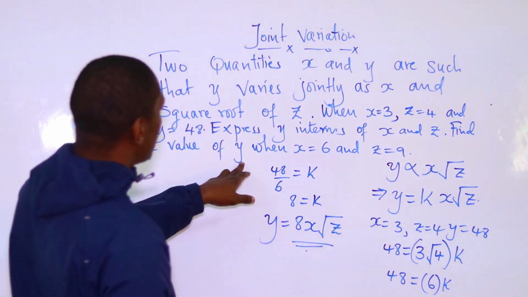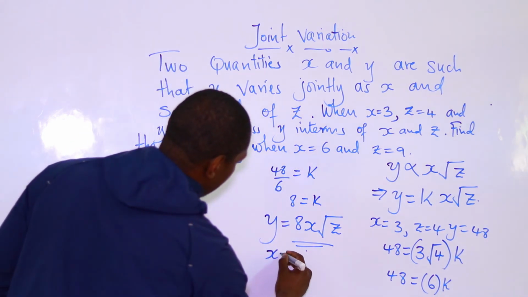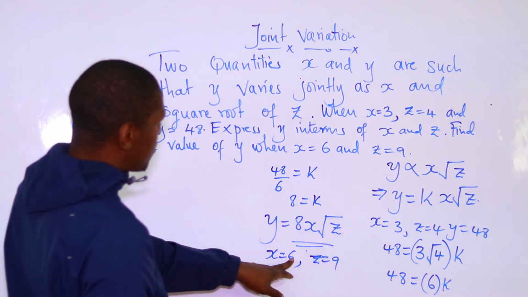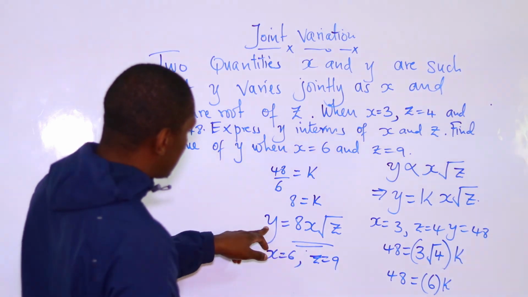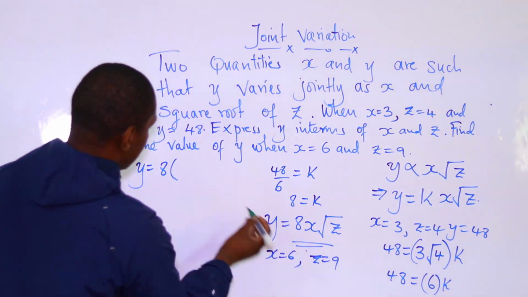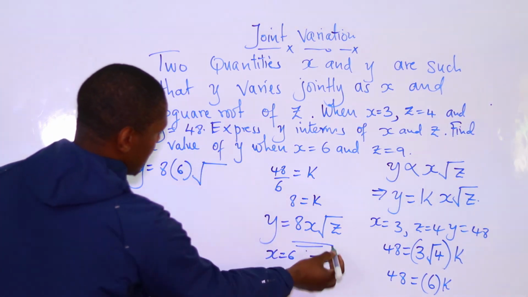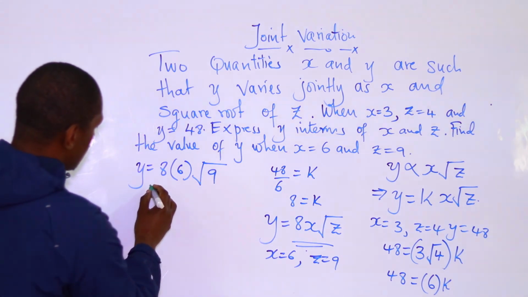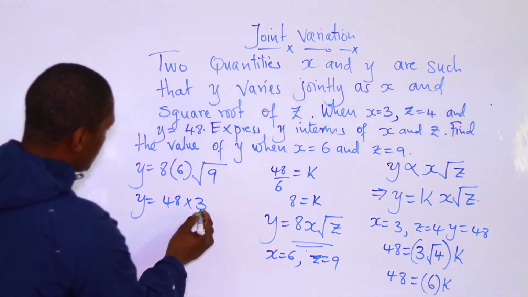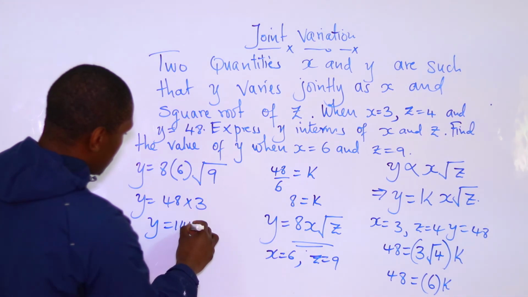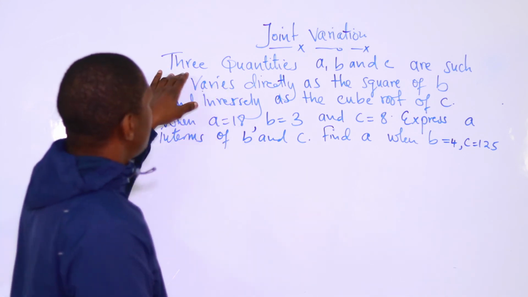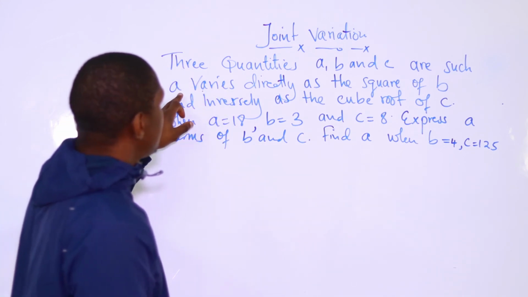Then you're being asked to find the value of y when x is 6 and z is 9. So you substitute the values of x and z in this equation. You have y is equal to 8 multiplied by x, which is 6, then root z, which is root 9, that is 3. So we have y is equal to 48 times 3. When you multiply this, you have y is equal to 144.